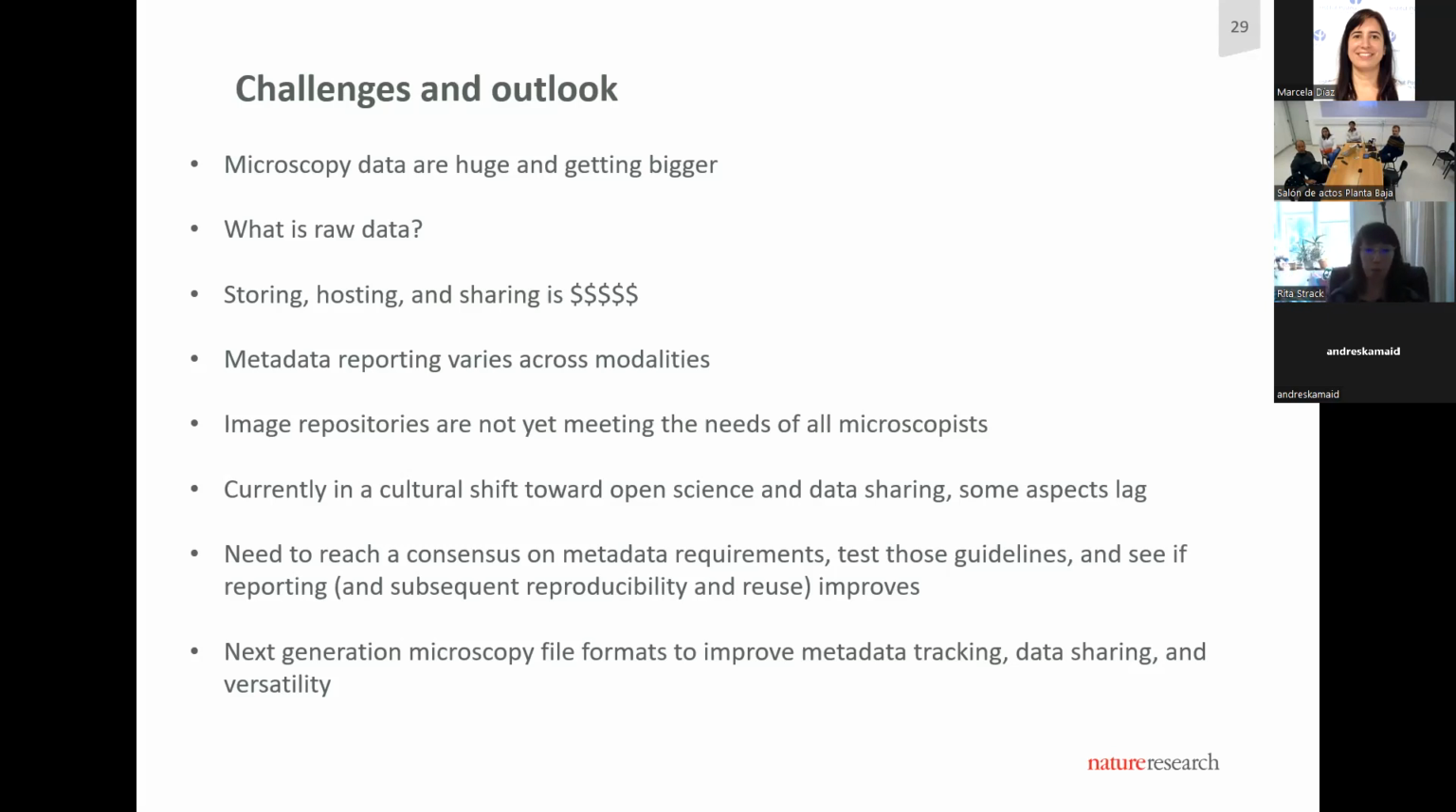I hope so. And then I just wanted to mention that I'm excited about next generation microscopy file formats and what they can do for improved versatility and improving things like metadata tracking and data sharing.